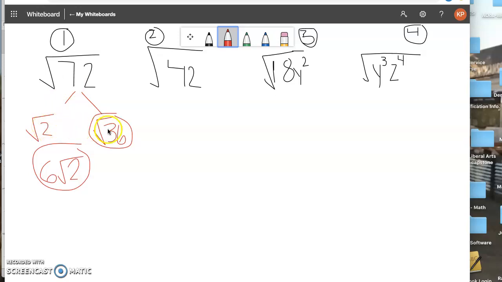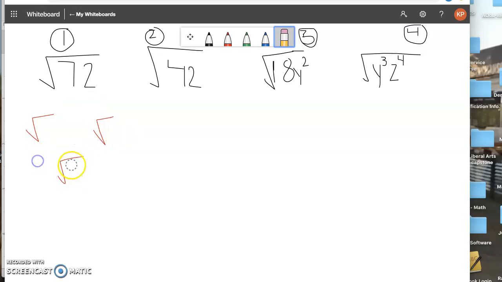Now, if you did not pick up on 2 and 36, I'm going to erase this to show you how it could have been done a different way. You could have done, let's think, maybe 8 and 9. Now, one thing I noticed is 8 can be broken down even further because 8 still has factors that go into it other than 1. So I can still break down this square root of 8 and get the square root of 4 and the square root of 2.